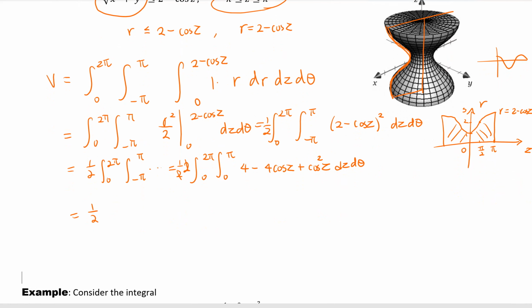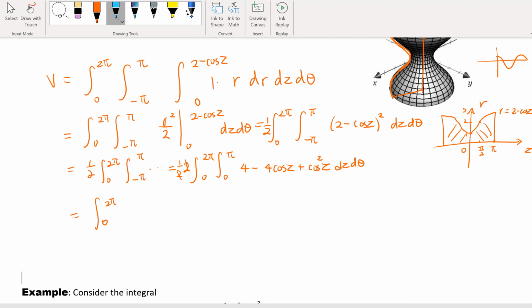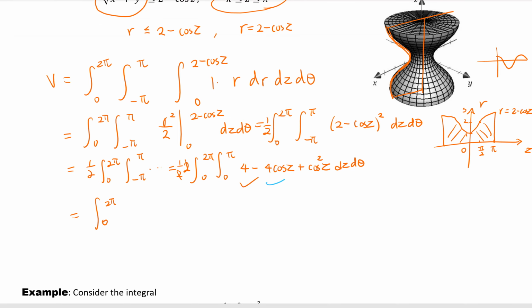So that equals the integral from 0 to 2 pi. Okay, so here we're using the double angle formula. We know how to integrate 4, we know how to integrate 4 cosine z, but for cosine squared, we have to use the double angle formula. Do you remember what it is? 1/2 plus 1/2 cosine 2z.